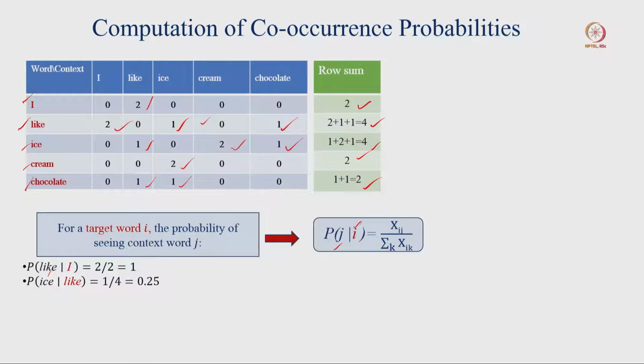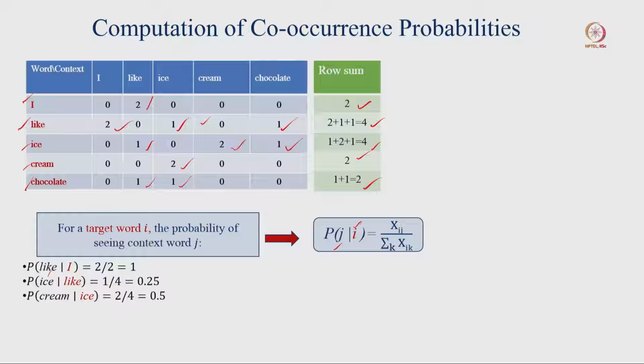So, "ice" is the target word here, and "ice" has come 1, and what is the row sum? That is 4, so 1 divided by 4, which is 0.25. Okay. Similarly, the probability of "cream" coming as the context word given "ice" as the target word.